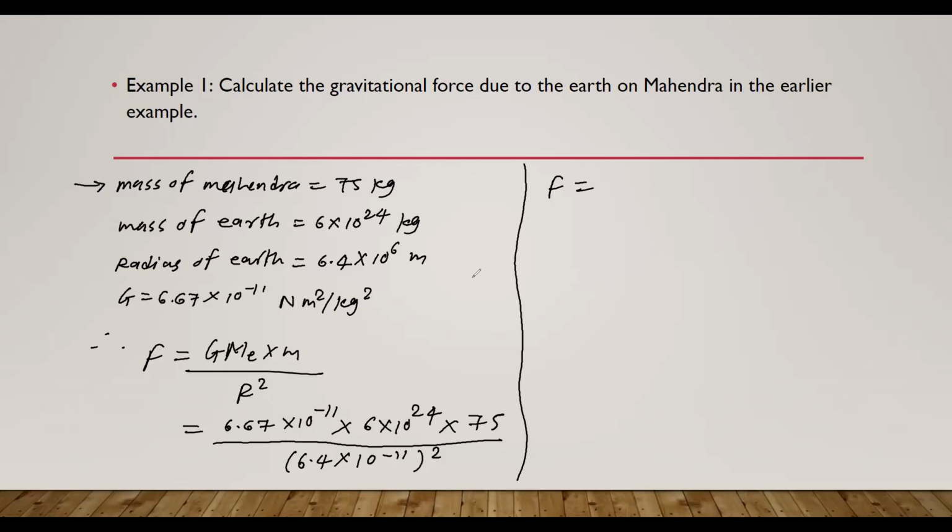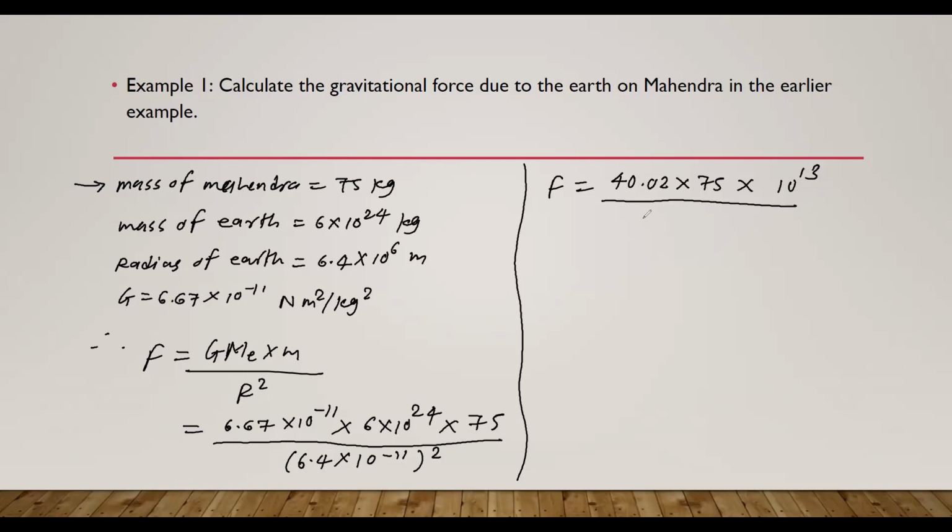10 ची पॉवर आहे त्याचं कॅल्क्युलेशन नंतर करा. पहिला 6.67 into 6 करा. ओके. 6.67 into 6, so हे असेल तुमचं 40.02, into 75 नंतर करा. हे इकडे आपण करू 10 raised to minus 11, 10 raised to 24. ओके, 24 minus 11 it will be 13. हे होईल तुमचं 10 raised to 13 divided by आहे तुमच्याकडे 6.4 चा स्क्वेअर.